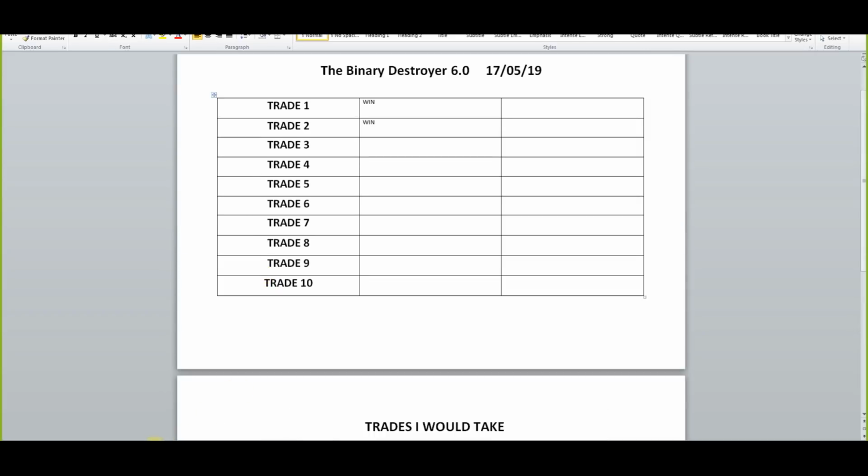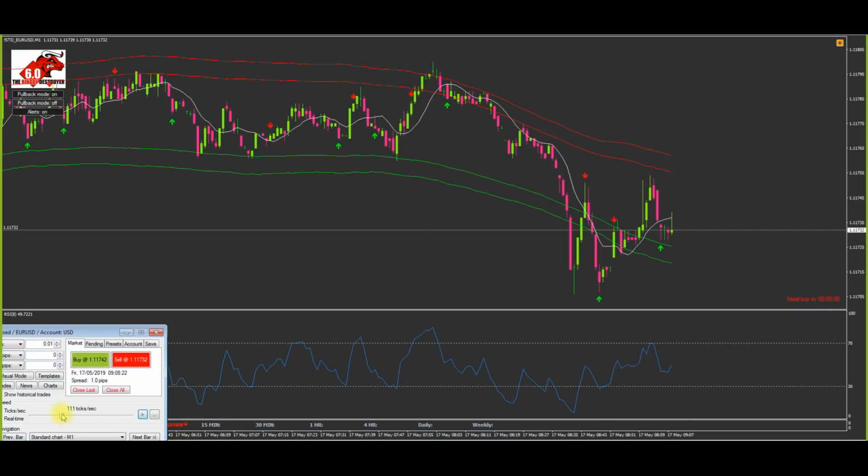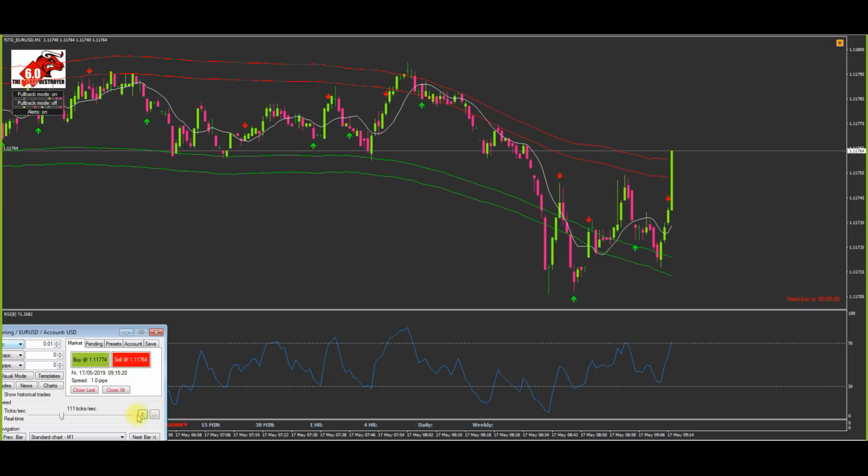So at the minute, we're pretty much on the binary short giving me 2-0, and I've took one trade and it's a winner. So yeah, we'll carry on. We'll see what happens, everyone. Like I said, I don't know what's going to happen here.